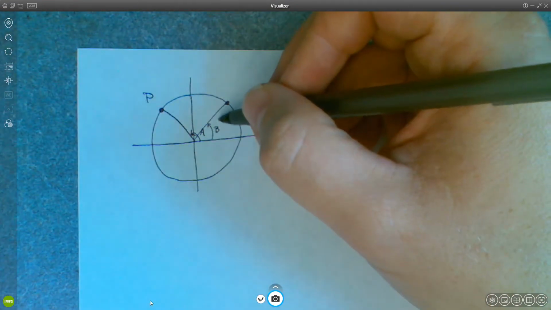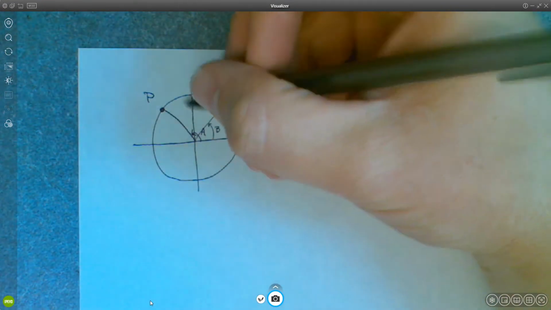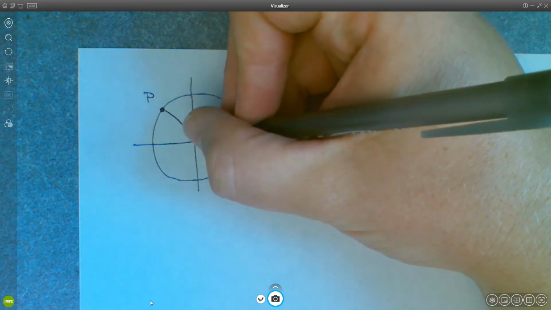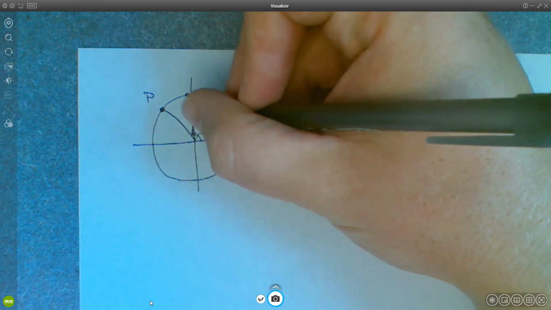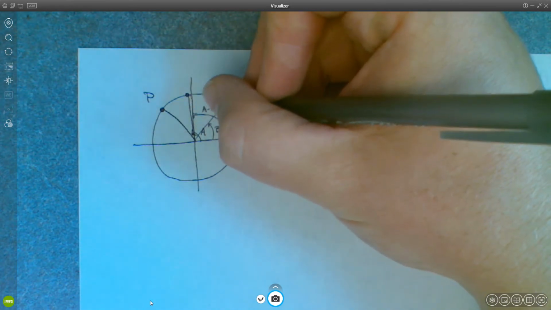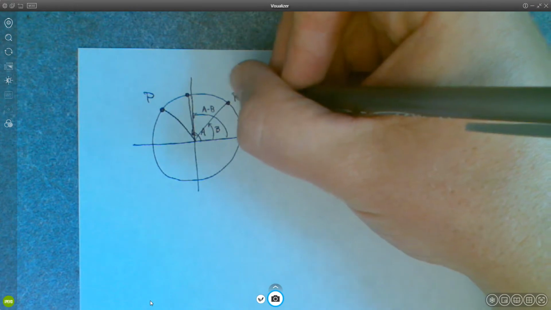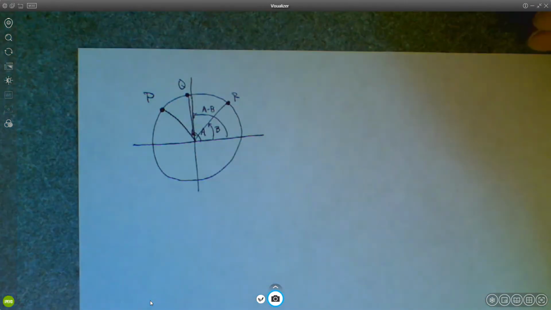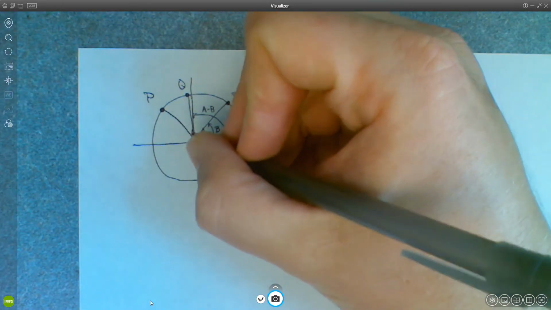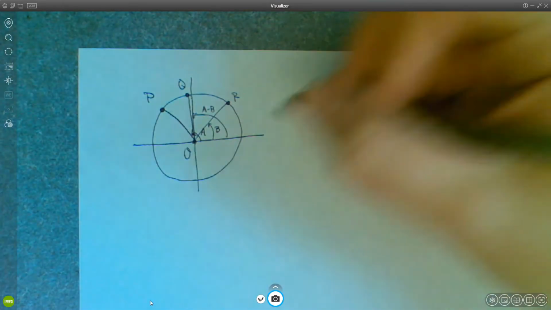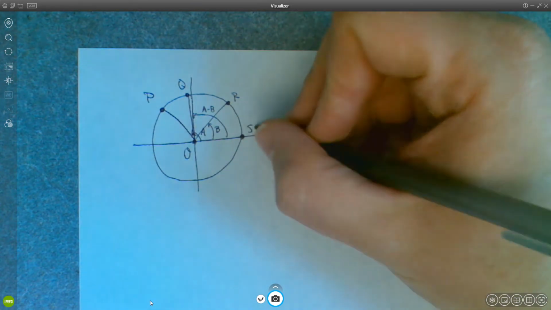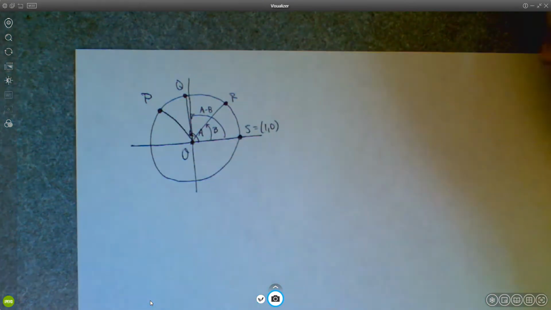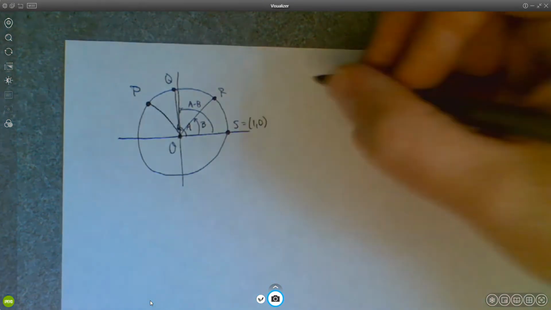And then I'm going to give myself one more angle that's supposed to represent A minus B. So this is supposed to represent A minus B. And by the way, I'll call this point R, and I'll call this point Q. I'm also going to label this the origin O, and maybe I'll label this point, the point 1, 0, S. So S equals 1, 0. Okay, so a couple things to note about this.